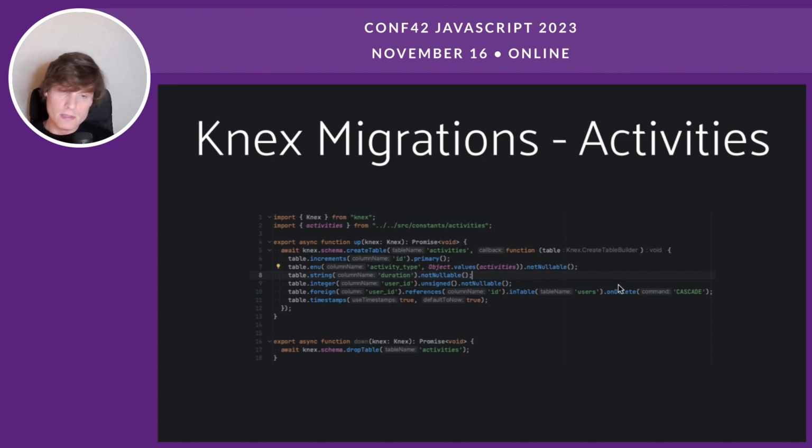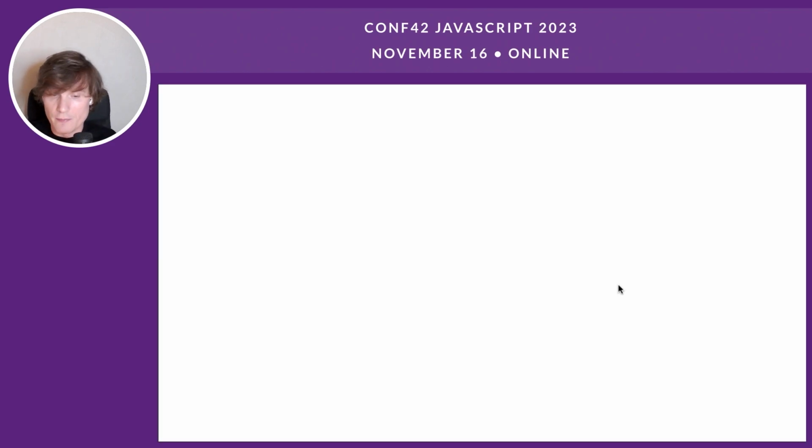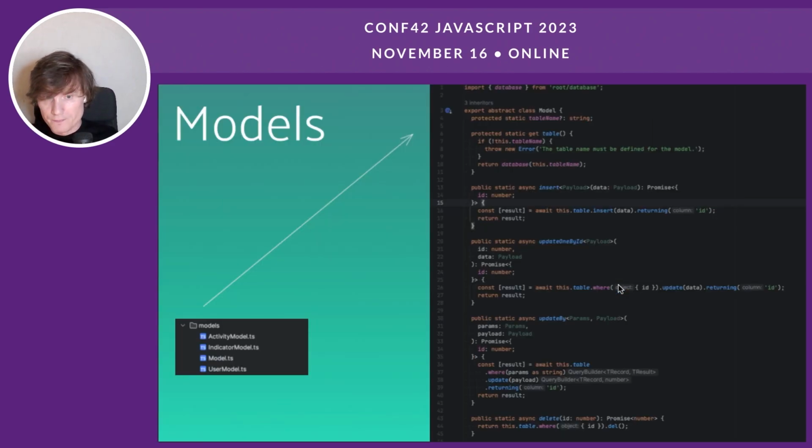That's going to be the activity type. The activity type is actually a list of activities. This is the constant list of activities, and the duration, which is the duration of how long that activity has been accomplished, during which time.